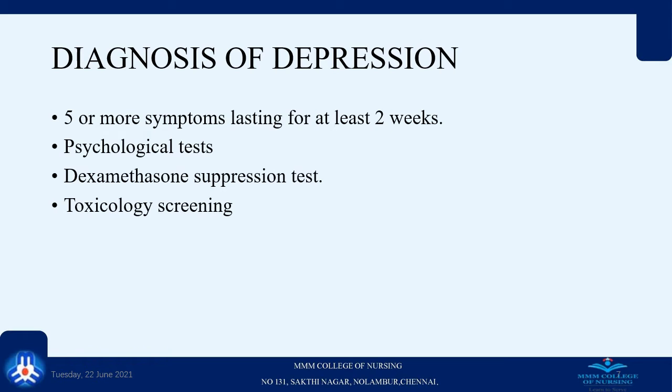Diagnosis of depression is made when there are 5 or more symptoms lasting for at least 2 weeks. Psychological tests are administered to screen and assess the severity of depression. Some of the instruments used are the Beck Depression Inventory, Hamilton Depression Rating Scale, Zung Self-Rated Depression Scale, and Geriatric Depression Scale. Dexamethasone suppression test showing failure to suppress cortisol secretions in depressed patients. Toxicology screening suggesting drug-induced depression.